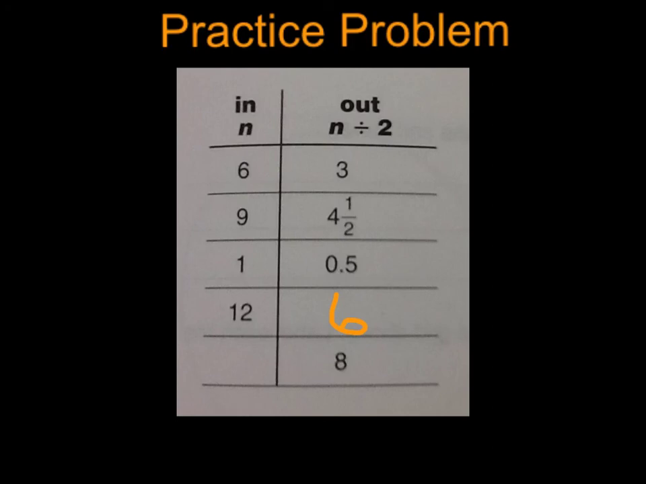Then, for the last problem, we have to go backwards because we have the answer of 8, but we need to figure out what 8 is half of. 8 times 2, which is the opposite of division, is 16. So 16 goes in the last box. Now, on the back side of your paper, please graph all of this data.